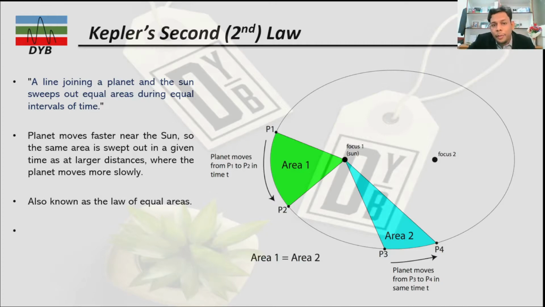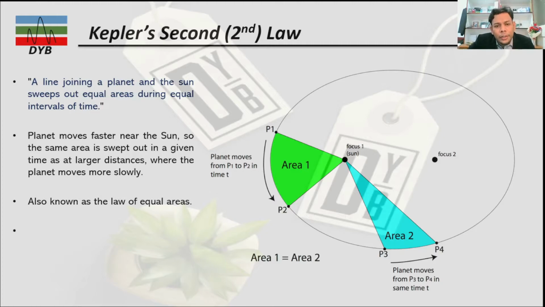The same area is swept out in a given time. Let's say it takes 1 day to move from P3 to P4, and it also takes 1 day to move from P1 to P2. The planet will move faster here and be slower at this position, and obviously if it goes here, it will be even slower. When the area of these triangular regions is calculated, area 1 and area 2 are actually equal. So that was the second law of Kepler about planetary motion.